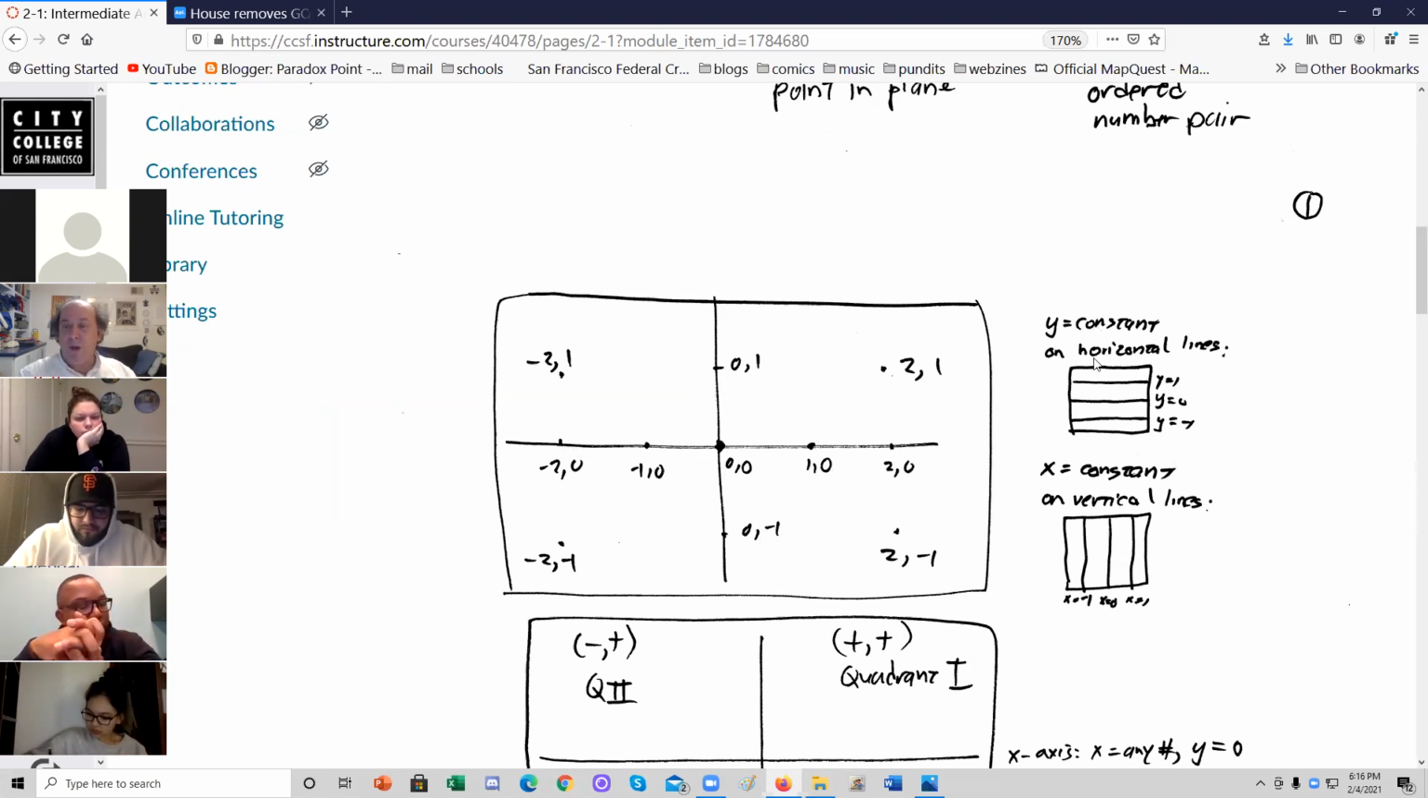Well, y equals constants correspond to horizontal lines. So this horizontal line corresponds to the equation y equals 1. The x-axis corresponds to y equals 0. 1 unit down is the line y equals negative 1. X equals constant corresponds to vertical lines. So a vertical line for x equals 1 here. The y-axis is for the points where x equals 0. We have a vertical line through these points that corresponds to x equals negative 2.